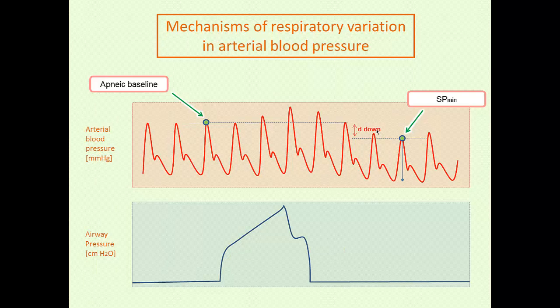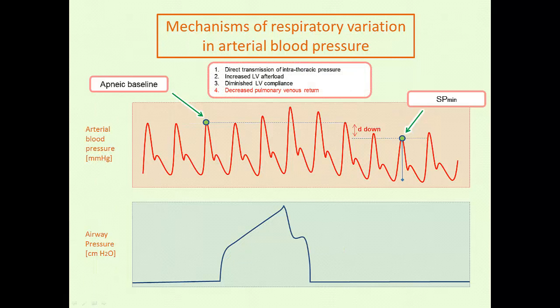And the initial papers on systolic pressure variation actually looked at systolic pressure variation and D down, and found that a D down as little as 5 millimeters of mercury, I believe this was dog data initially, a drop in your systolic pressure below an apneic baseline of as little as 5 millimeters of mercury was very sensitive and specific for predicting volume responsiveness. And so the mechanisms of the D down are somewhat the converse of the mechanisms of D up, which we just talked about.